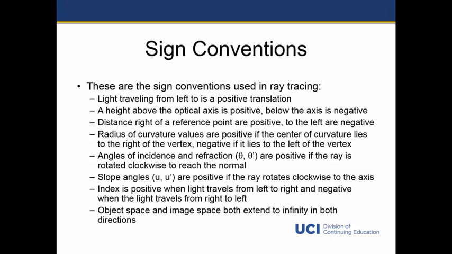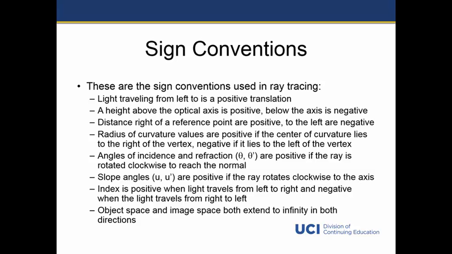Slope angles, the angle that the rays make relative to the surface, are positive if the ray rotates clockwise to the axis or to a line perpendicular to an axis. An index of refraction is positive when light travels from left to right, and negative when the light travels from right to left. Again, similar to what we just discussed with the law of reflection.